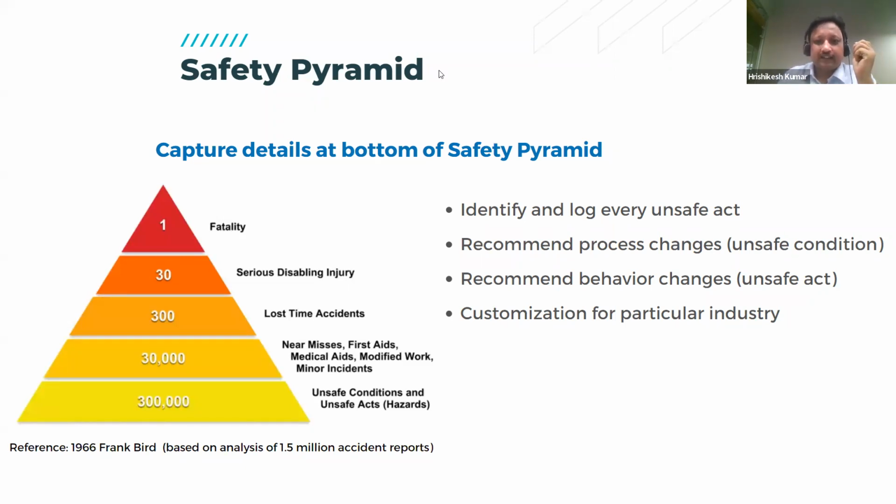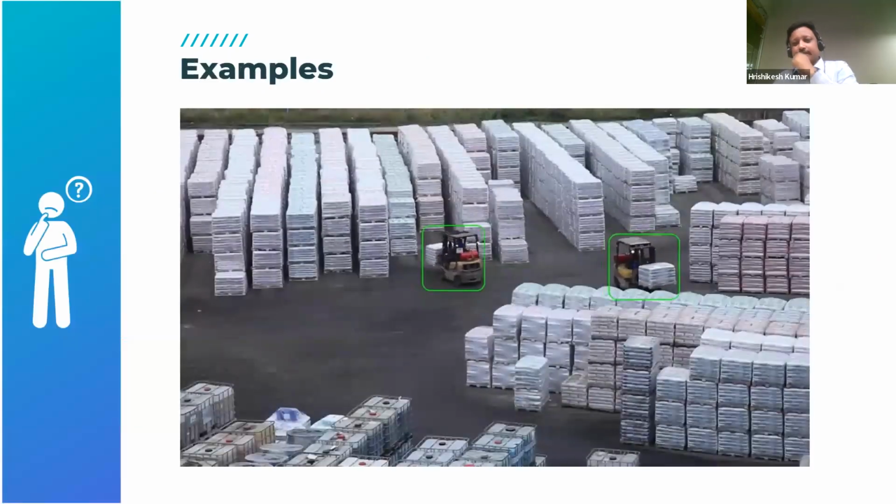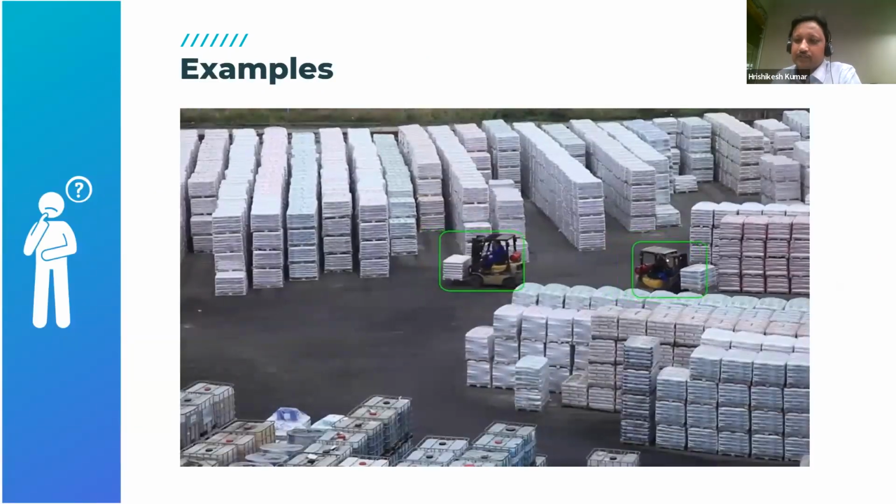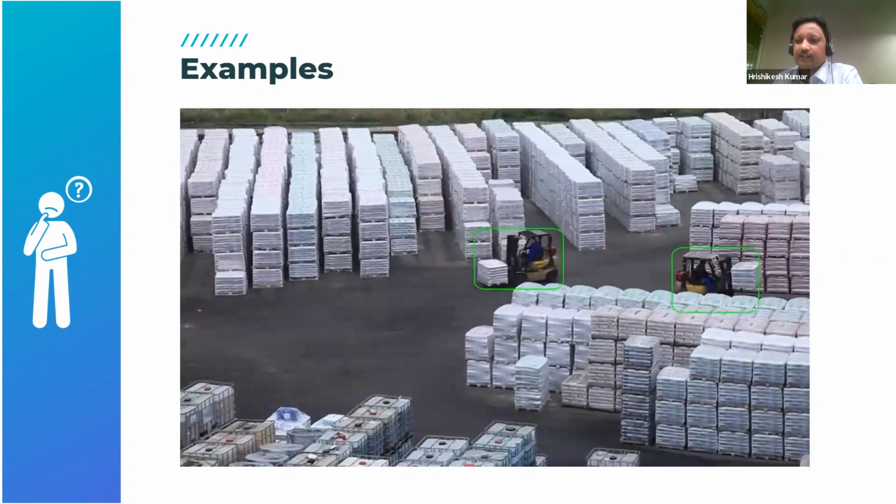And once you have that data captured, of course, if it is an unsafe condition, you make a process change. You make sure that people don't get exposed to those safety risks. And if people are doing it willingly or unknowingly, then you have to make sure that there is a behavior change in the people, right? And it's not like one solution for all. There is customization for different places.